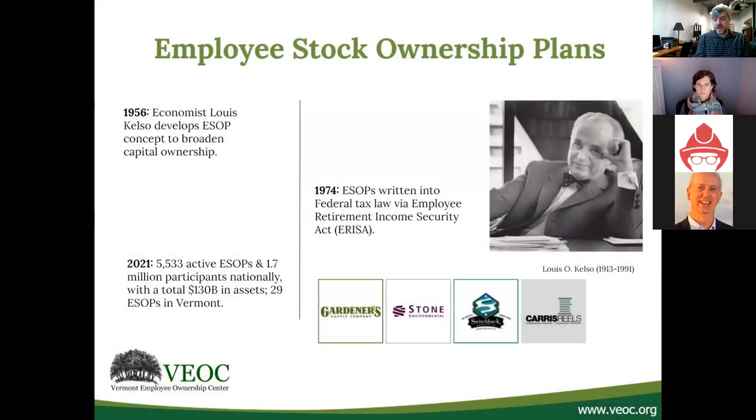So the first model we'll talk about today is the employee stock ownership plan. It's been around since the 50s. This economist, Louis Kelso, came up with the model and piloted it first at a newspaper, and then there were a few hundred companies that experimented with this in the 50s and 60s.